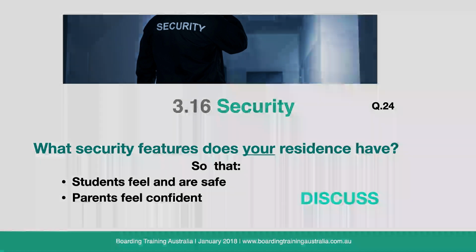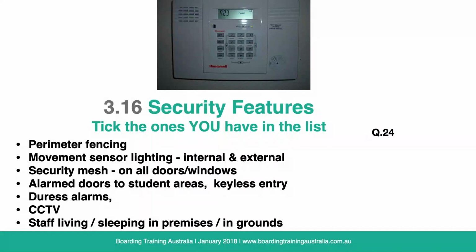Here's a list, and if you can go down that list and then beside each one tick which ones you have. So do you have perimeter fencing, movement sensor lighting outside and inside? Do you have security mesh on your doors and windows? What are the alarms on the doors? Are they alarmed into student areas? Do you have keyless entry or some other way of maintaining these safe and locked?